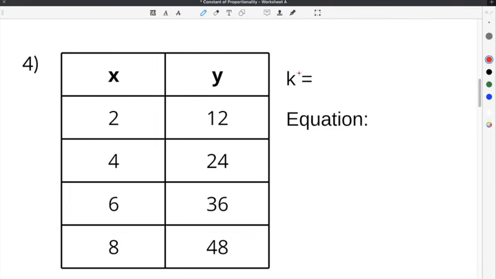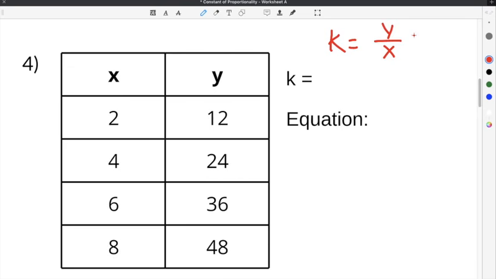Number 4 on our constant of proportionality worksheet gives us a table with x values and a table with y values. It's asking us to solve for k, which is the constant of proportionality. If you remember, the constant of proportionality is the ratio of the y values divided by the x values. In order to figure it out, we're going to use the equation k equals y divided by x.